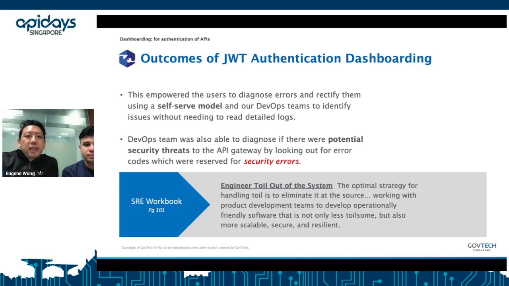Our DevOps team was also able to diagnose if there were potential security threats to the API gateway by just looking for error codes which were reserved for security errors, as we saw before this. So the SRE principle that is of interest here is to engineer toil out of the system, which essentially states that the optimal strategy for handling toil is to eliminate it at source, working with product development teams to develop operationally friendly software that's not only less toilsome, but also more scalable, secure, and resilient.